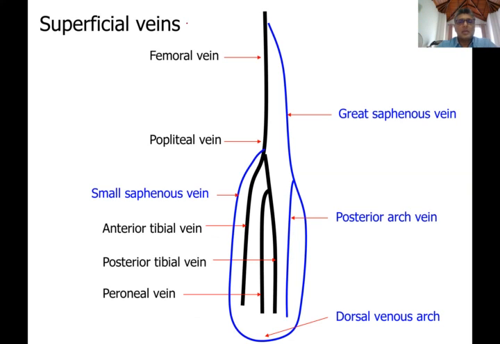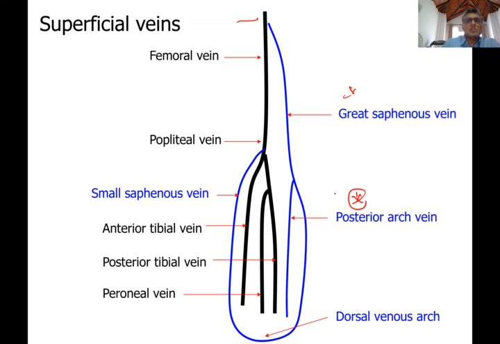Here you can see this is the dorsal venous arch. From the medial side, you get the great saphenous vein, and from the lateral side, you get the small saphenous vein. The small saphenous vein enters into the popliteal vein here. And the great saphenous vein enters the femoral vein here at the saphenofemoral junction. You can see other deep veins here, the posterior tibial, anterior tibial, and peroneal veins. And most importantly, the posterior arch vein, the tributary of the great saphenous vein.